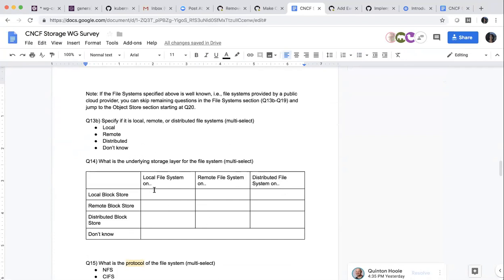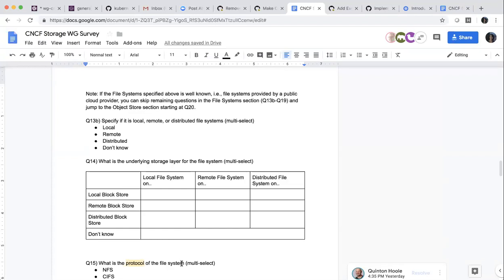We do have this one because we have a table. I don't know if this is too complicated, so I just added don't know here. What is the underlying storage layer for the file system? We have this table in the white paper, so it's kind of complicated. Maybe people wouldn't pay that much attention to all the details, but we have a don't know at the end. Clint, I think that table was something you had put in. Do you think that's where it's collecting from the end users?